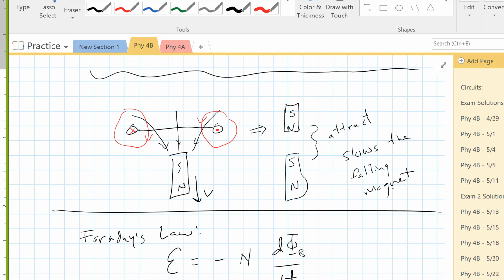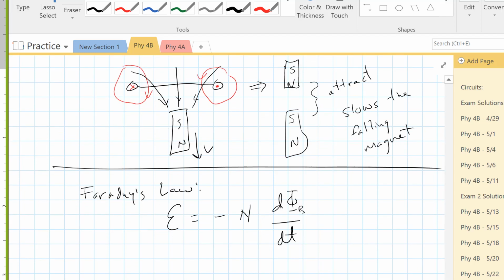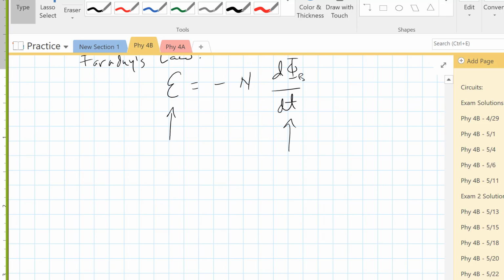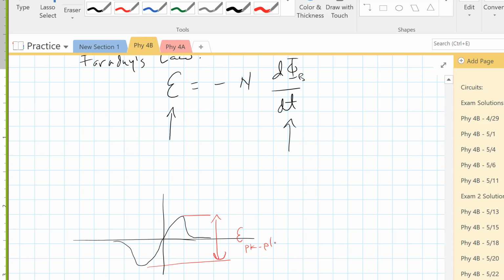Okay, two things we want to look at in this lab. The most important one is that the induced EMF, the maximum induced EMF, is proportional to the rate of change of the flux. We're taking a magnet and we're dropping it through a coil of wire, and we're going to get some kind of signal. I'll call that the peak-to-peak EMF. We'll just say that's sort of the maximum amount that's generated.